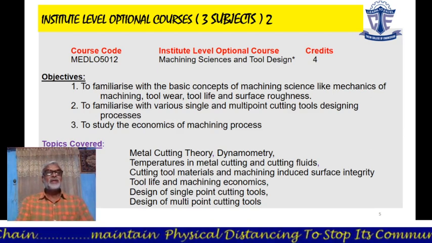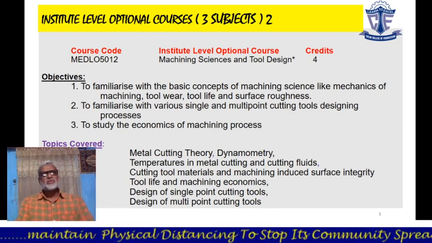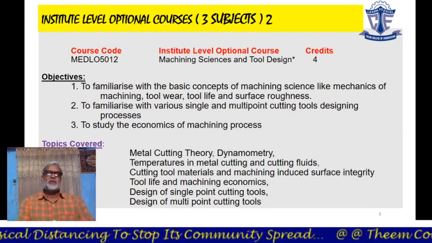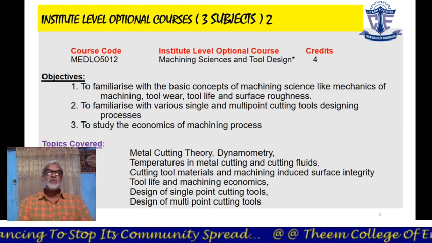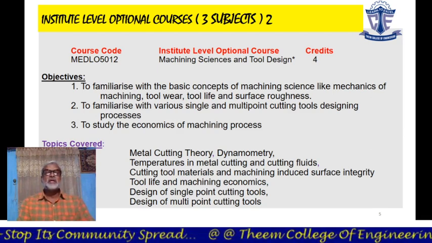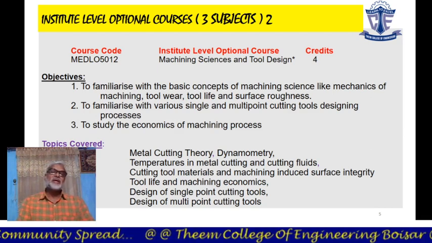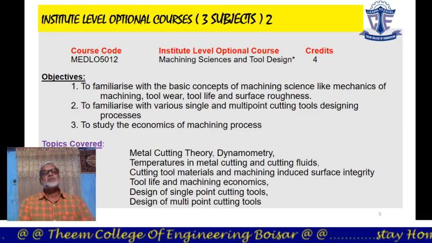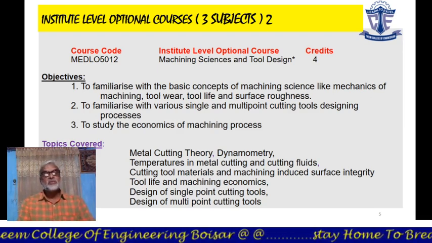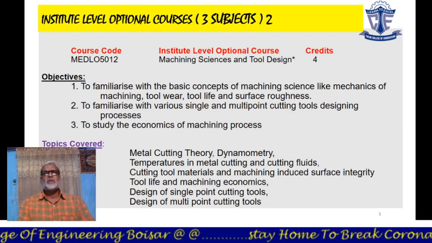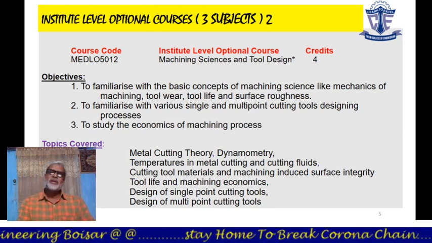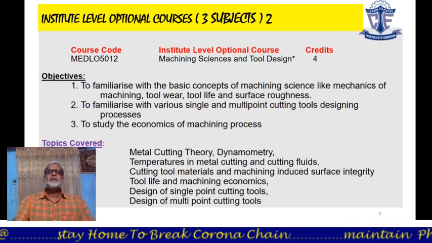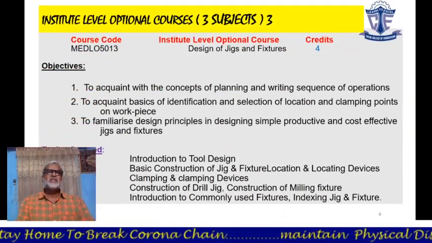So metal cutting theory, dynamometry, temperatures in metal you have already studied, but once again you will be empowering the technologies with deeper knowledge with reference to the design of the tools, single point cutting tools, multi-point cutting tools, and how you can design, how you can check, how you can interpret the economics of machining process. So this all you will be studying. So this is a 4 credit. All the departmental elective subjects are 4 credit, and a 3 hours theory paper will be there for 80 marks. Okay. Then the third subject is design of jigs and fixtures.